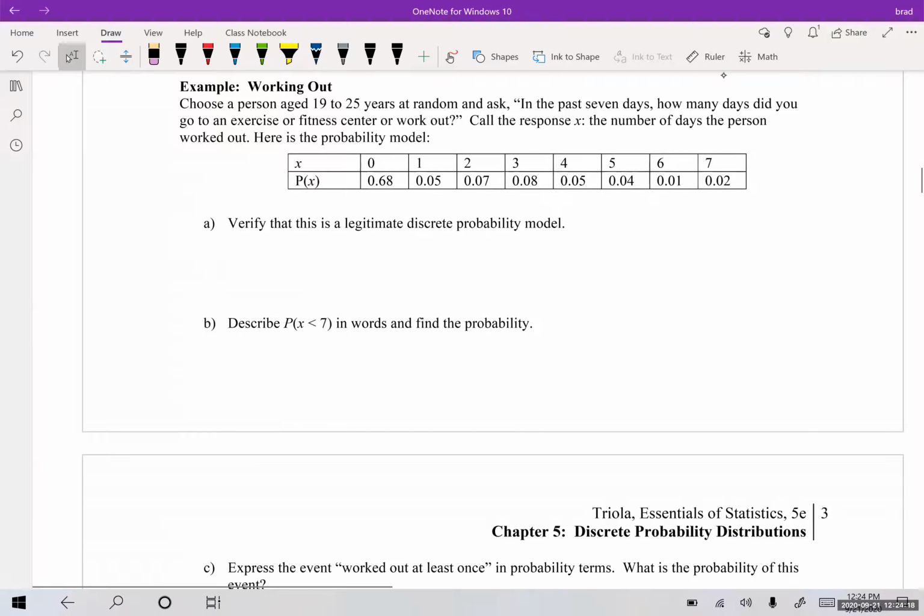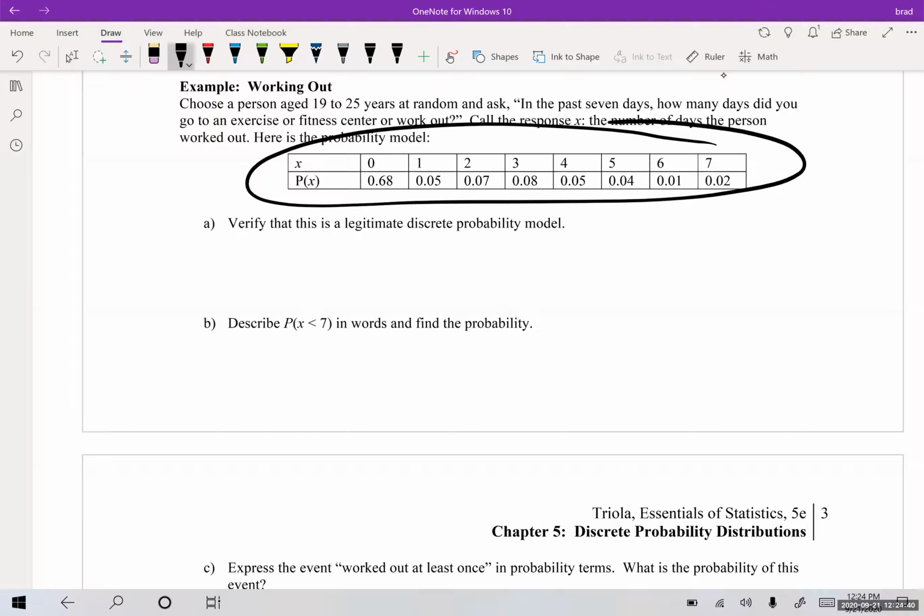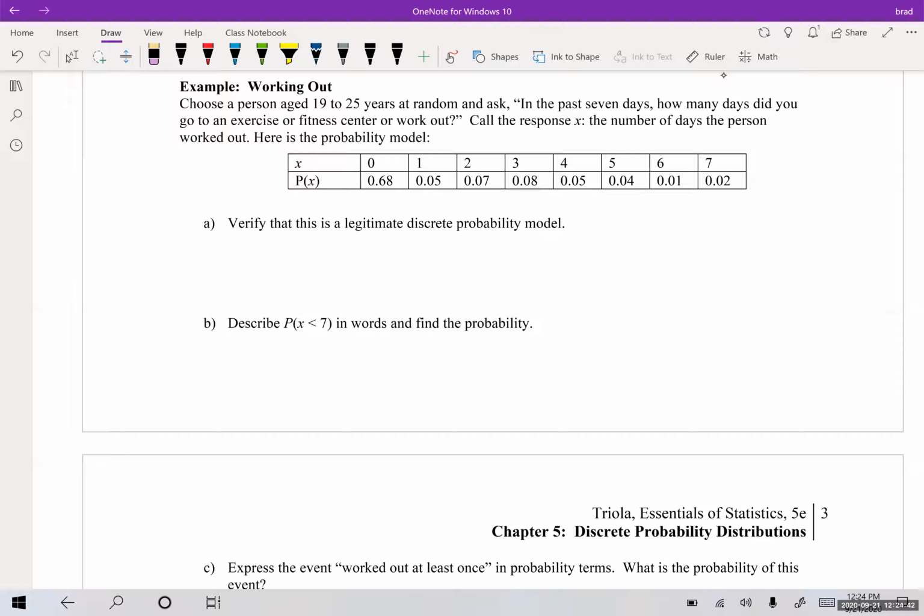So here we have another example using a table. And again, we're going to use tables for now because we can't figure all this out on our own. We're going to get the tools for that in the second half. So choose a person age 19 to 25 years at random and ask, in the past 7 days, how many days did you go to an exercise or fitness center or work out? Call response X, the number of days the person worked out. Here's the probability model. So here's the model that's already been built for us.